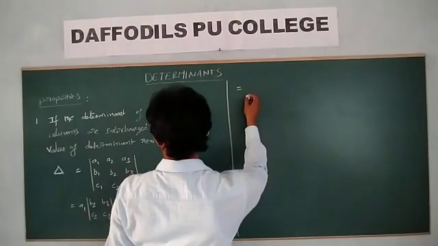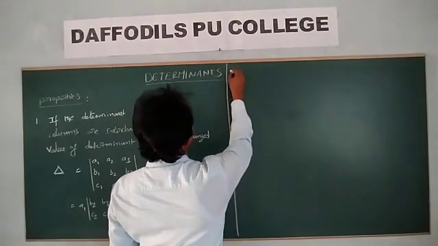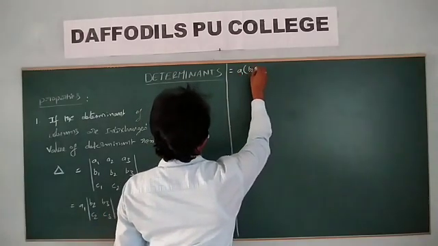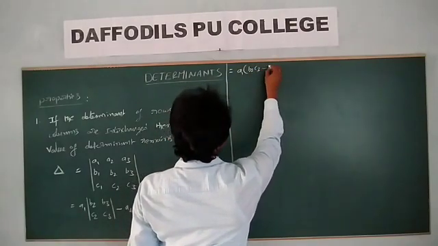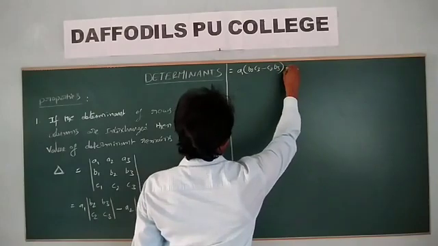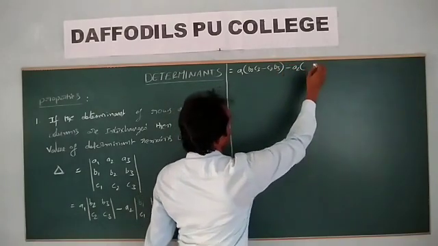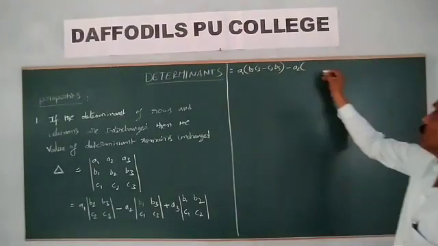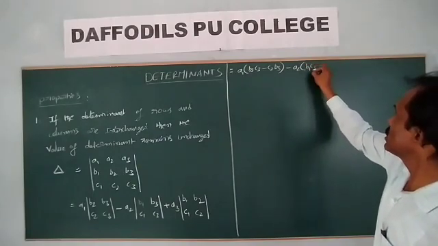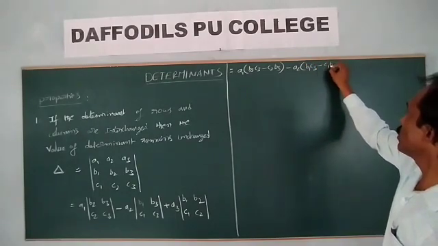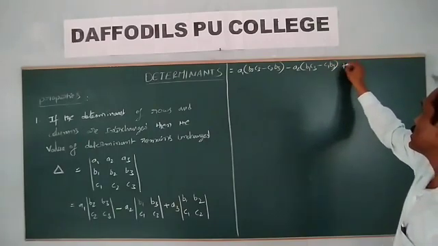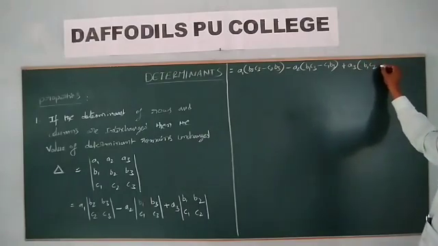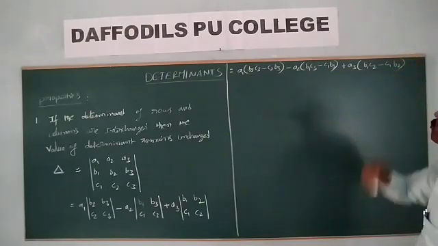This is equal to A1 of B2 C3 minus C2 B3, minus A2 of B1 C3 minus C1 B3, plus A3 of B1 C2 minus C1 B2.